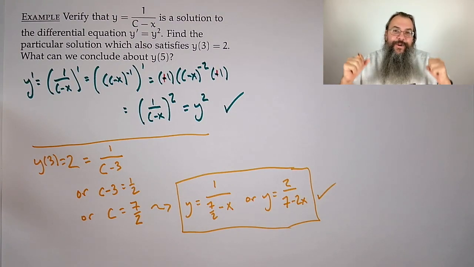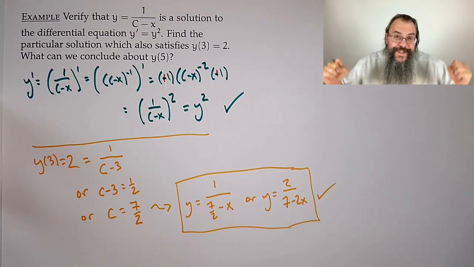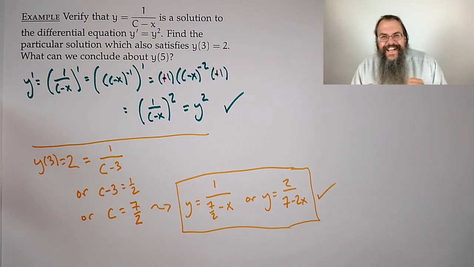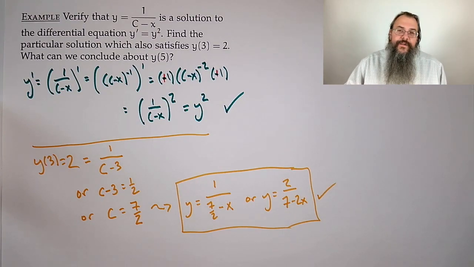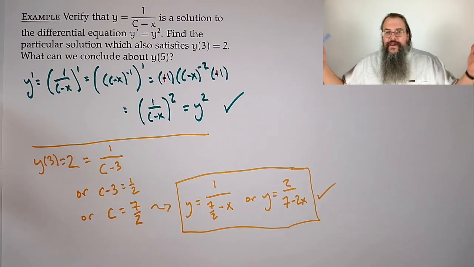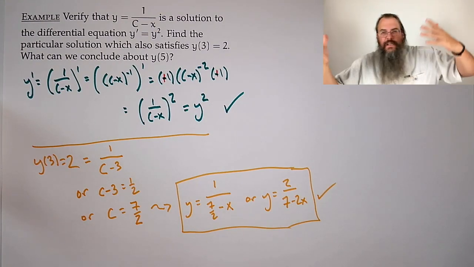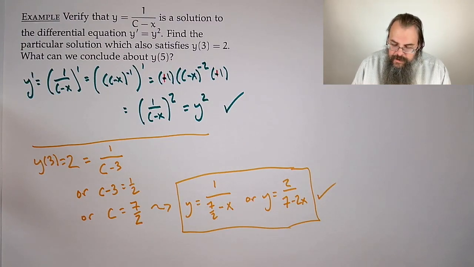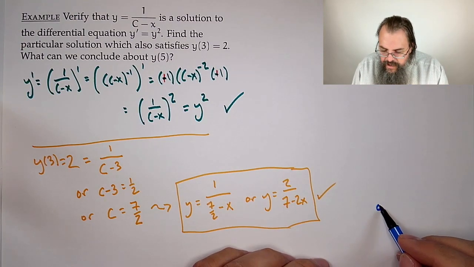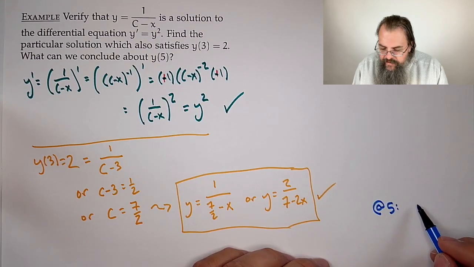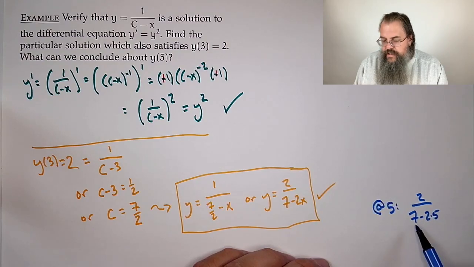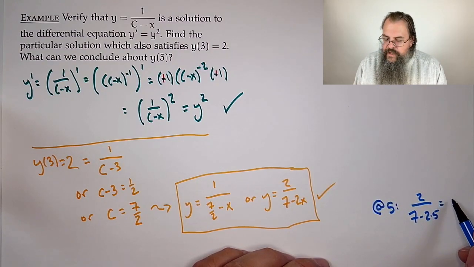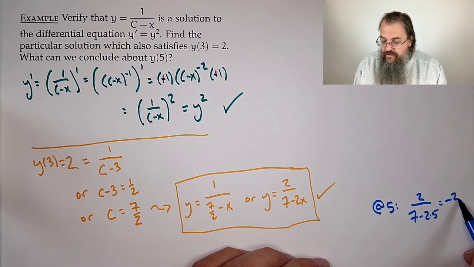What can we conclude about y of 5? Now, what do we want to do? Okay, let's be honest here. If we didn't know we were talking about problems and we were just sort of humming and hawing through, we'd be like, okay, I got the function. Let's plug in 5. And we'd say, okay, well, at 5, it seems to be 2 over 7 minus 2 times 5. That's 7 minus 10. Okay, that's negative 3, so negative 2/3.